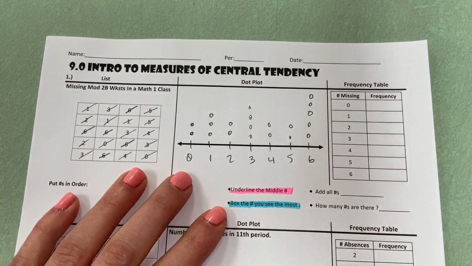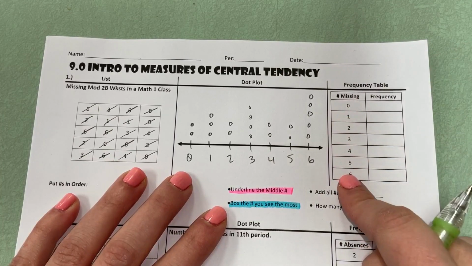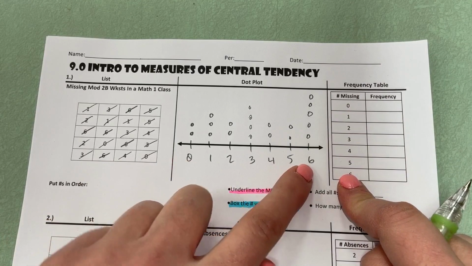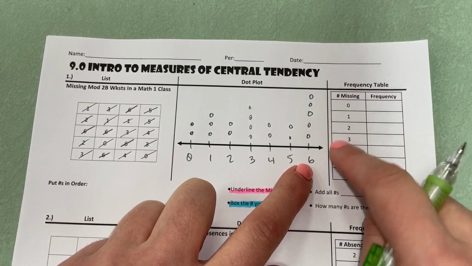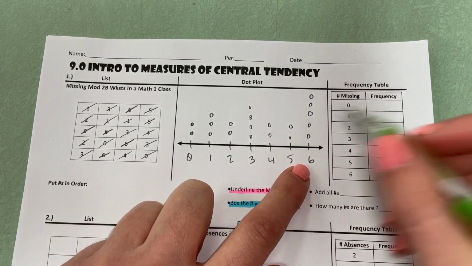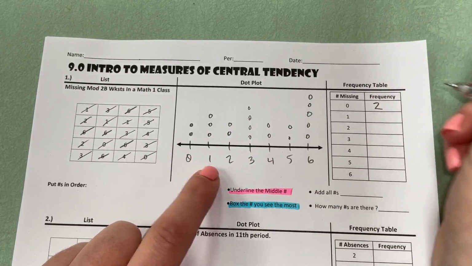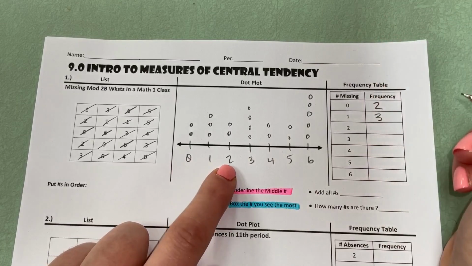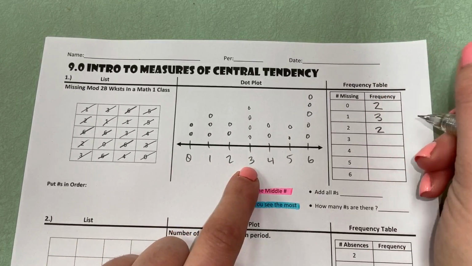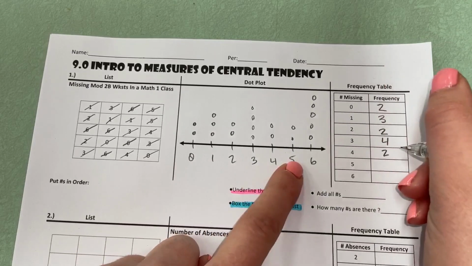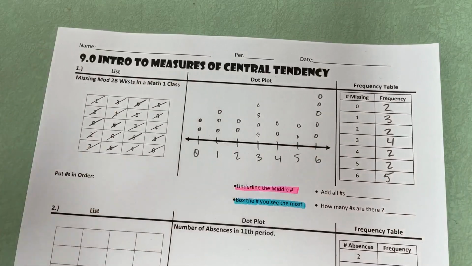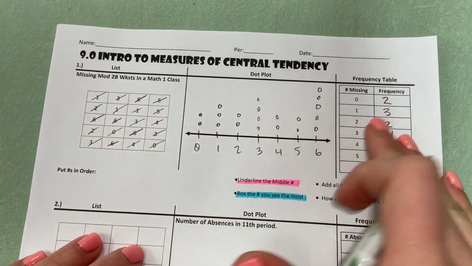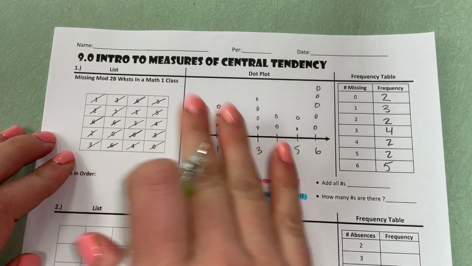Now, a frequency table is basically, these are the numbers that we have, right? And we see this on our number line on the dot plot. And a frequency is how many times the numbers here on the left occur or repeat. So here for 0, we have 2. For 1, we had 3. For 2, we have 2. For 3, we had 4. 4, we had 2. 5, we have 2 dots. And 6, we had 1, 2, 3, 5 dots. Okay, easy as that. Now, all of these represent the same type of data, just in different forms.